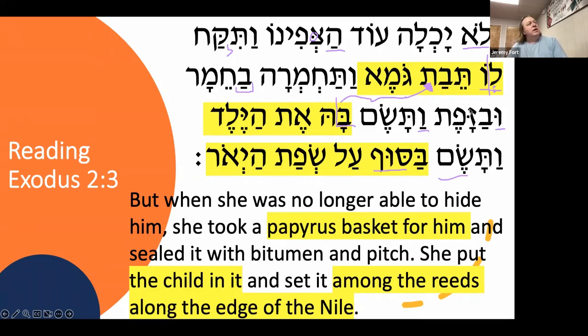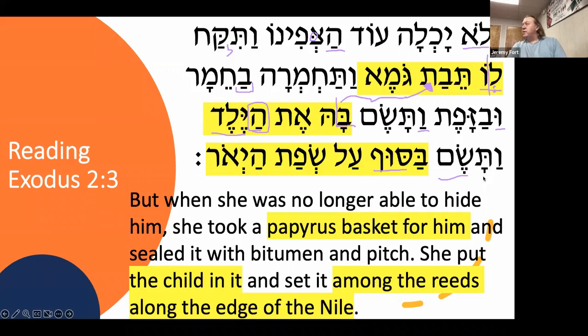So this is really kind of a pretty little thing. She seals it, right? And she seals in it the yeled. He doesn't have a name. It's just a child. She put in the yeled. And yeled was like born, wasn't that?